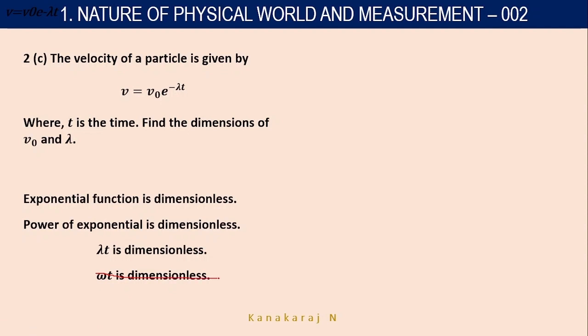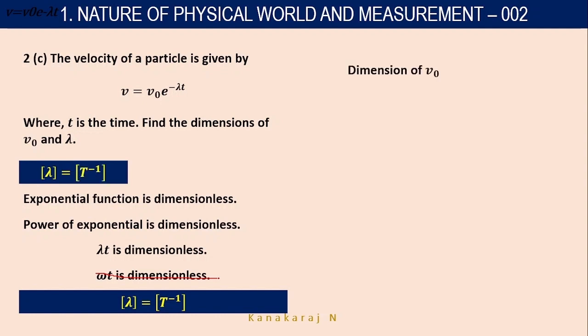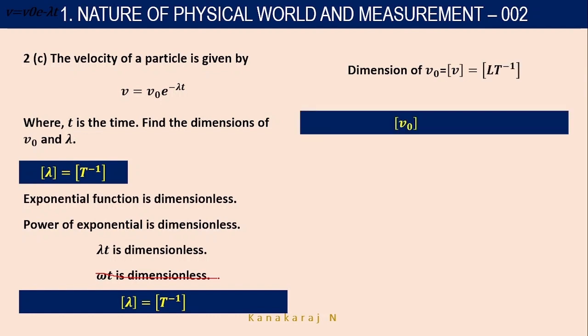Let us go further. So the dimension of lambda is the inverse of time. So dimension of lambda equals T power minus 1. The dimension of v naught is the dimension of velocity. Dimension of velocity is LT power minus 1. So dimension of v naught equals LT power minus 1.